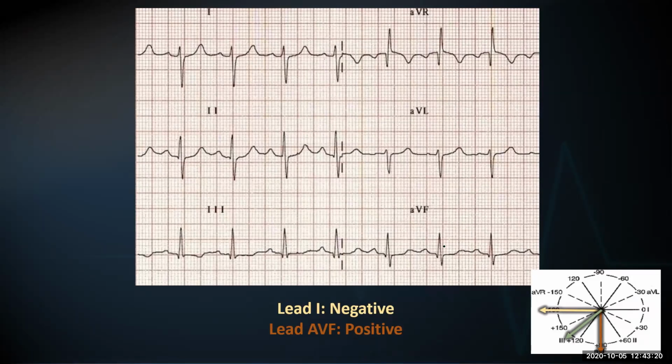It was negative. So again, this yellow arrow is not going to lead 1. It's going in the opposite direction. AVF was positive, so it is going towards AVF. That means the halfway point between these two would be lead 3, which would be a right axis. We would expect that in this one.